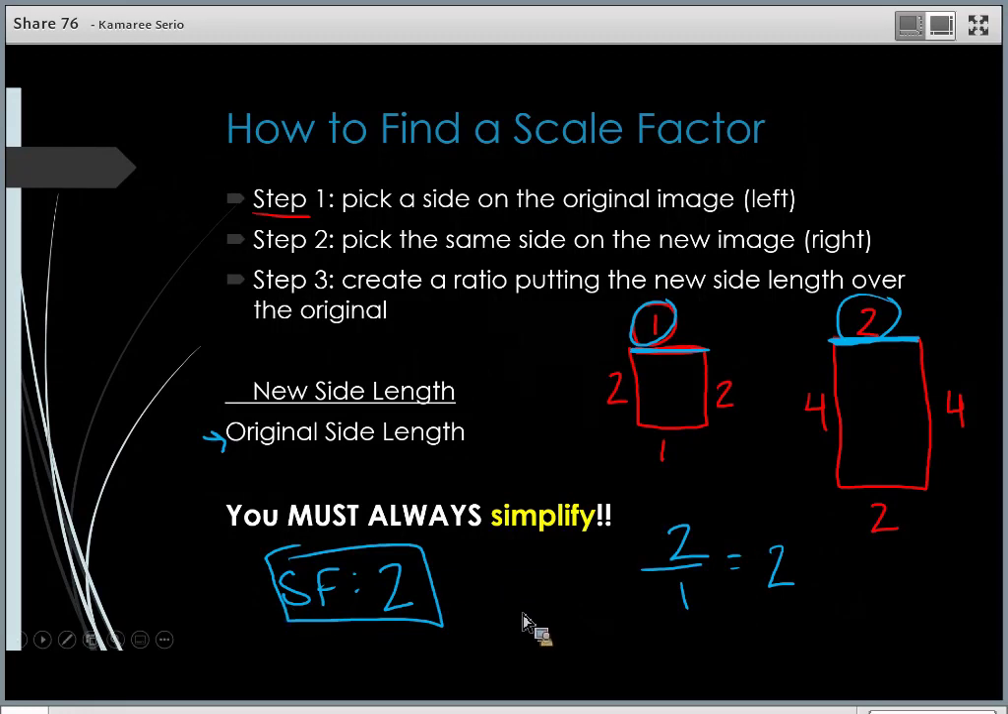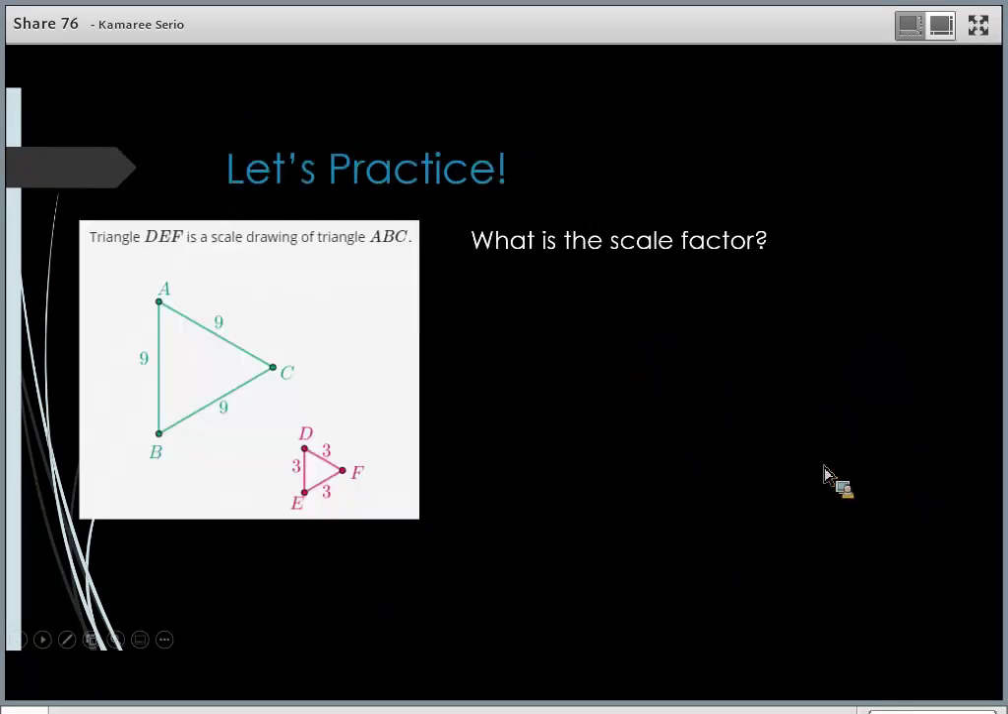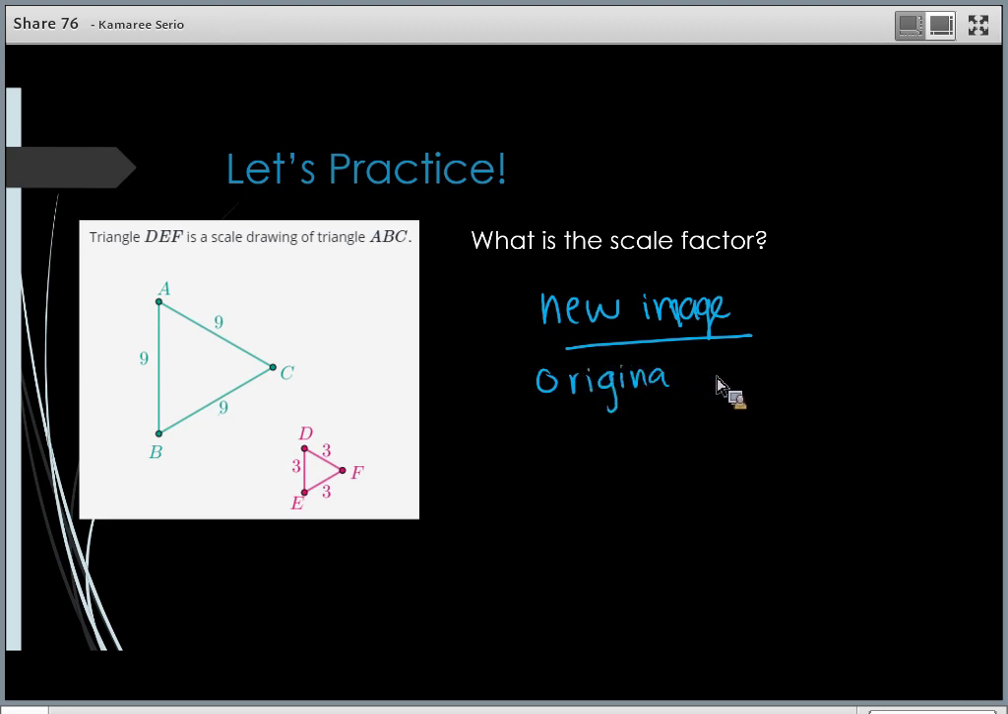So that's kind of what we're doing here. So let's get into it. Remember that the original image is always on the left, the new image is on the right. Okay, so I have this triangle ABC and triangle DEF. First we got to pick a side, remember? So it's new image over the original image.